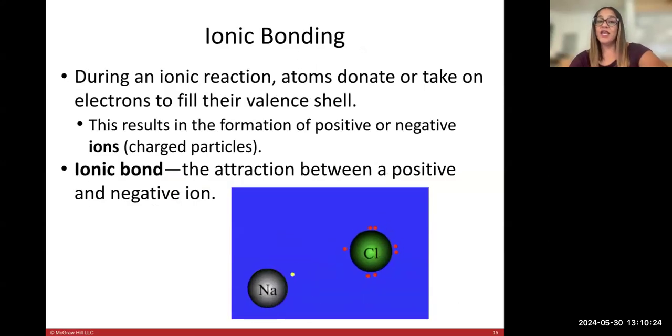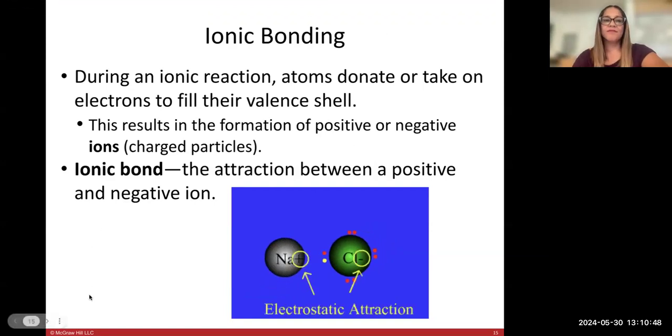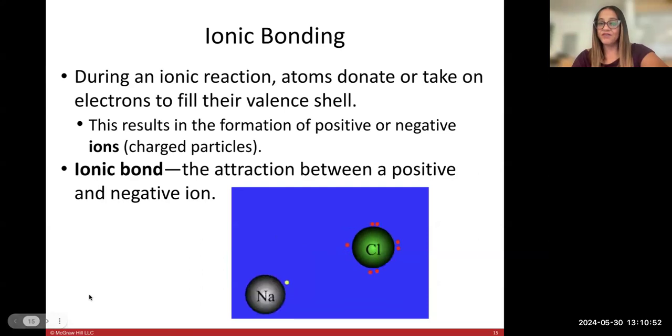Ionic bonding. During an ionic reaction, atoms donate or take in electrons to fill their valence shell. Salt, NaCl, sodium chloride, is the typical example that we use. This results in the formation of positive or negative ions. Ions are just charged particles. An ionic bond is the attraction between a positive and a negative ion.